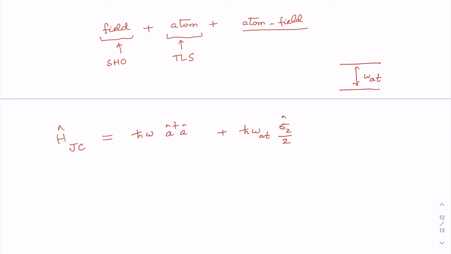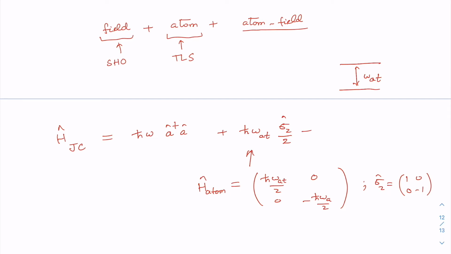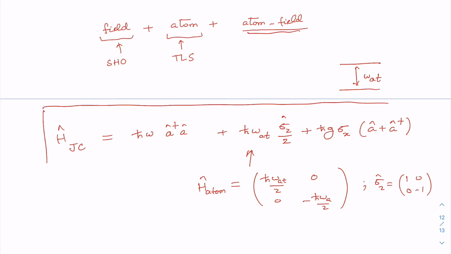In fact, if I specifically talk about the atomic part of the Hamiltonian, then it would look like this: ħ omega atom by 2 and minus ħ omega atom by 2, because you know that σz is the matrix 1 0 0 minus 1. And finally we have the atom-field interaction term, which we have already known, ħ z σx (a + a†). So this is the full Hamiltonian for the Jaynes-Cummings model.